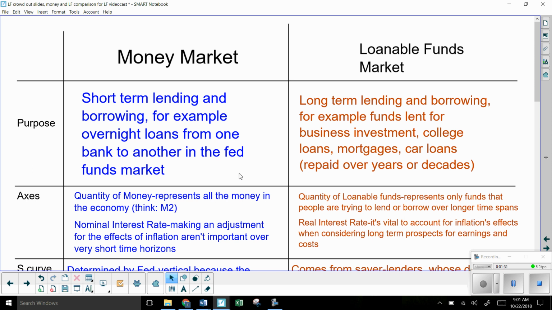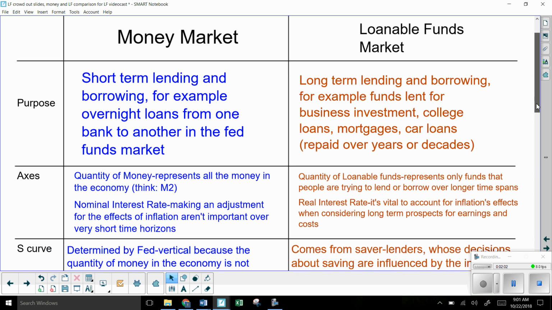On the right-hand side, we're thinking about longer-term lending and borrowing, and so these are funds that are going to be lent for business investment, for college loans, mortgages, car loans. And the savings that is the supply of that may come from people who are lending individually, but often it comes from people who are buying shares into some venture fund of some kind that then provides loans, or some kind of lending company. But either way, even if you don't think about those intermediaries, people that are doing saving are doing lending.